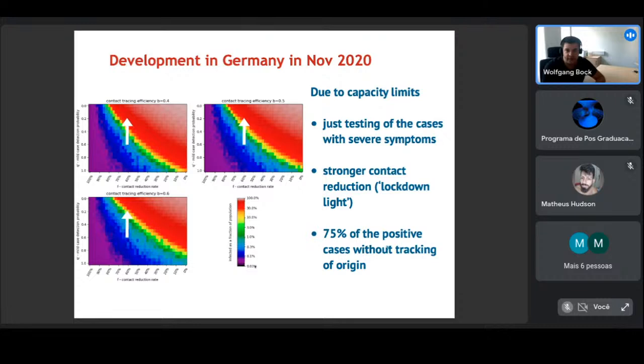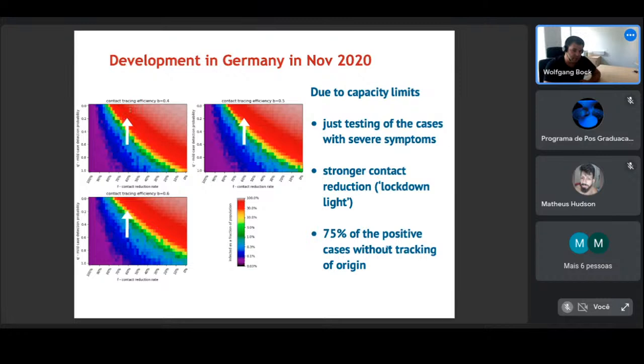The idea is we just test cases with severe symptoms, so you don't have any mild symptoms anymore. Maybe somebody comes with the flu, but also has COVID maybe. But you don't really find the mild cases anymore if you just test the severe symptoms. And you see that you have a stronger contact reduction, so lockdown light was there, and 75% of the positive cases were without knowing the origin. So by just testing cases with severe symptoms, you were on a very mild rate, but then you go vertically up and the thing went vertical.